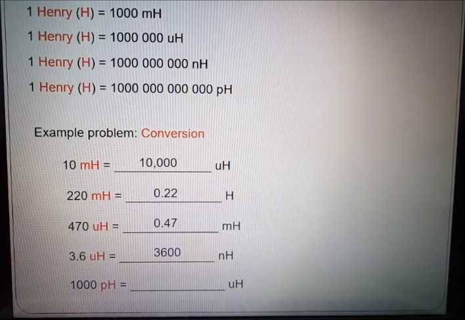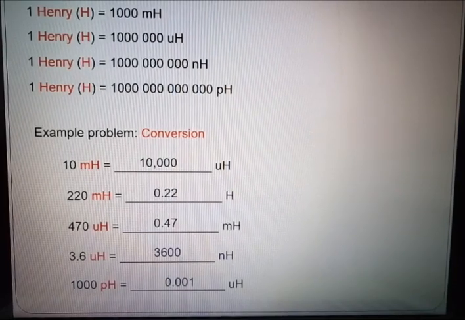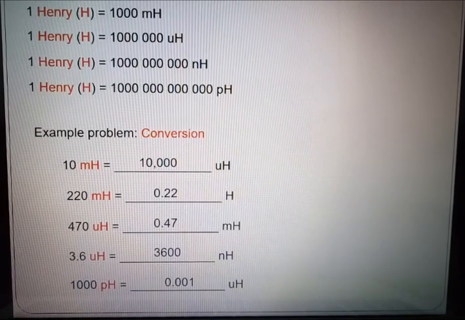And the last one, 1,000 picohenry to microhenry. And that is equivalent to 0.001 microhenry.